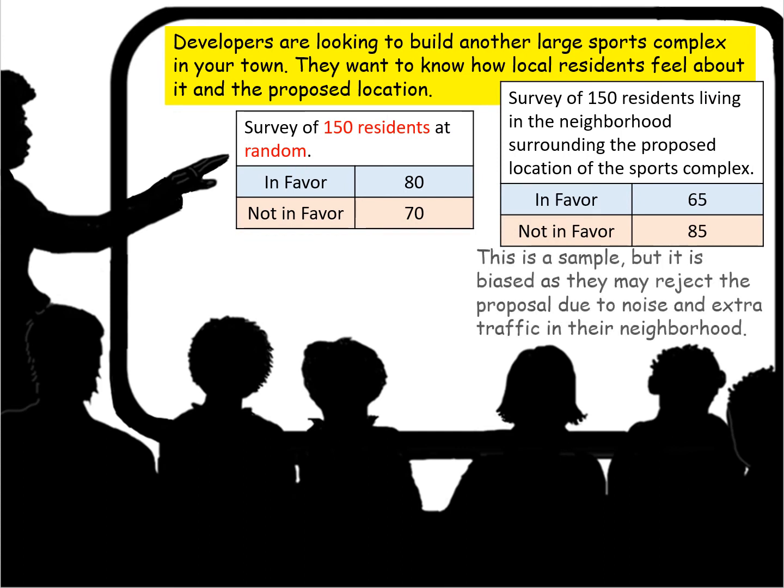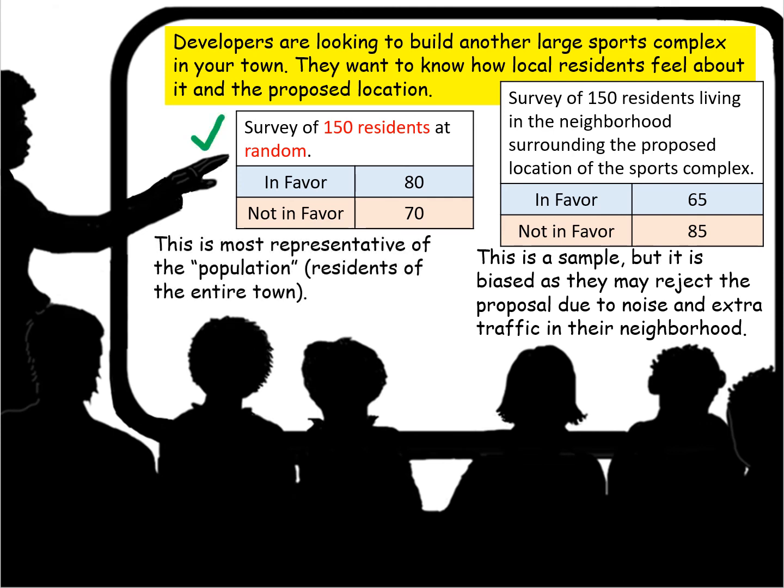Well, the survey of 150 residents living in the neighborhood surrounding the proposed location of the complex might be somewhat biased. It is a sample, but it is a biased sample as they may reject the proposal due to noise and extra traffic in their neighborhood. Maybe they're just not sports fans. But surveying 150 residents at random, this is most representative of the actual population, the residents of the entire town. So that survey is going to provide the most accurate results.